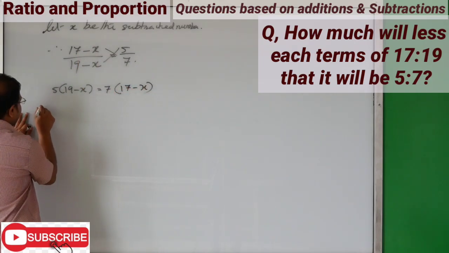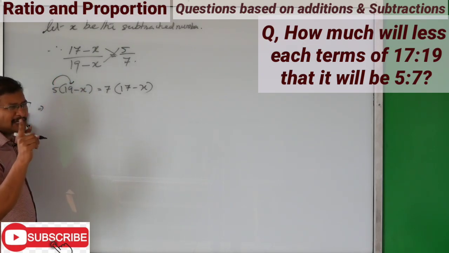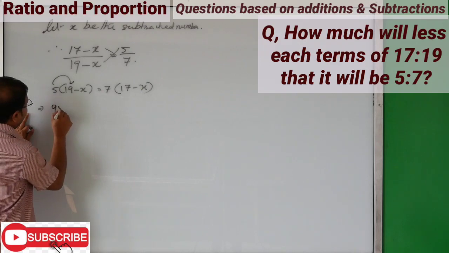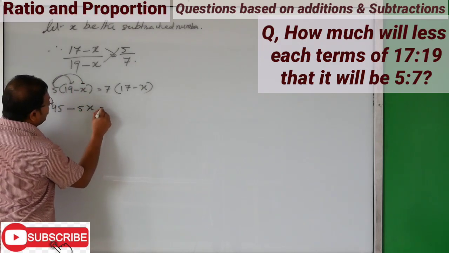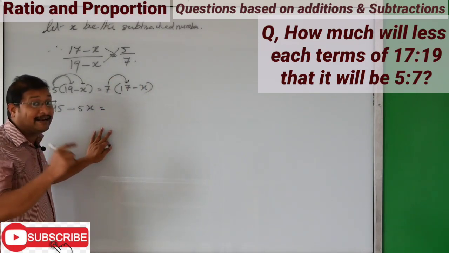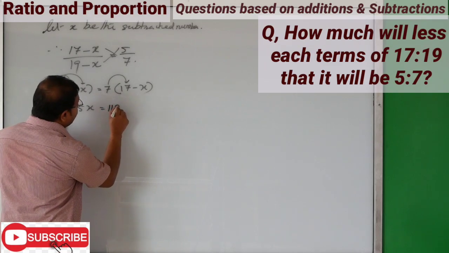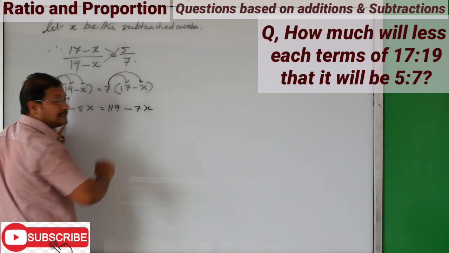We'll open the bracket. 5 into 19, multiply and check it. That will be 95 minus 5 into x, 5x, equals 7 into 17. You need to multiply and check it. That will be 119, so 119 minus 7 into x, 7x. Next step, what you'll do?